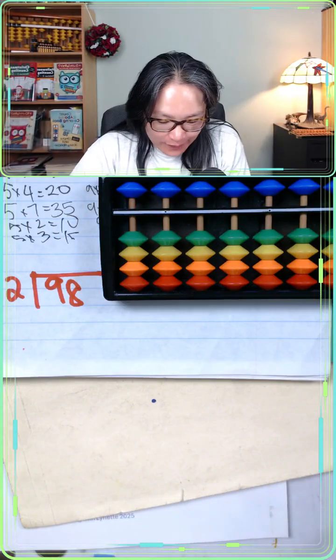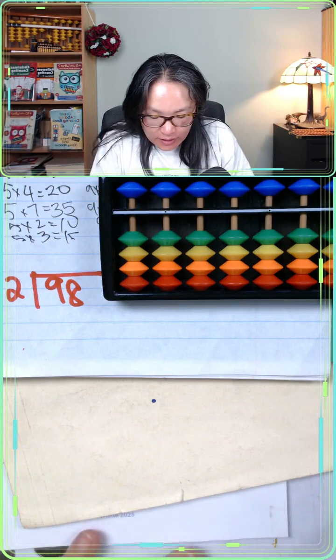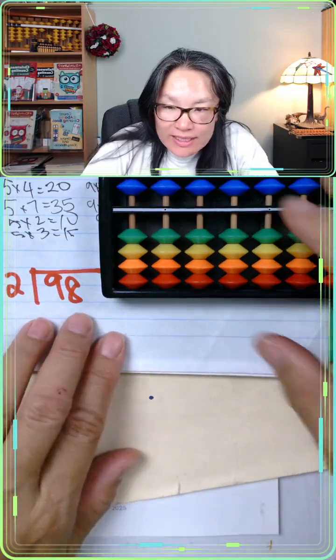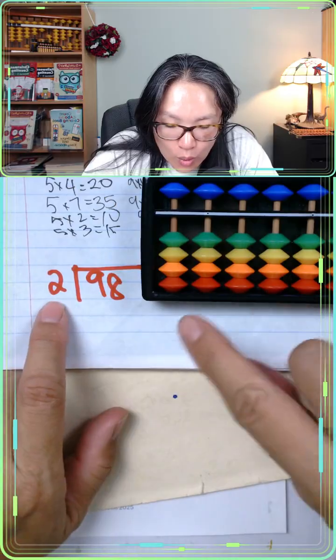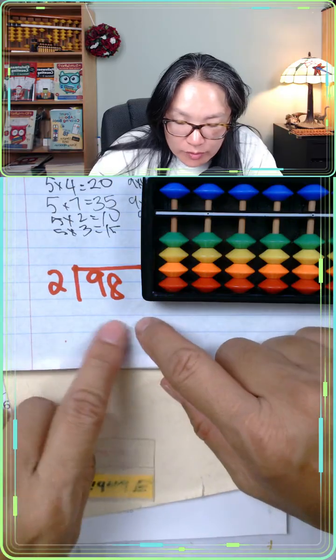Okay, so what do we do? When we're looking, again, we have to look at our question and understand what we're trying to do. The first thing we're going to do is understand where we're going to put our answer. Where are we going to put our quotient? Our quotient's going to be at 1.